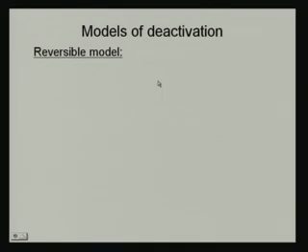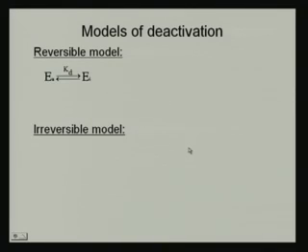So there are two models. Typically, people think of it in two different ways. One is known as reversible deactivation, the other one is irreversible deactivation. In reversible deactivation, you can go to the deactivated mode, and from that you can get back to the activated mode. Whereas in irreversible deactivation, you assume that you go to the deactivated mode irreversibly, and you cannot get back to the activated mode. Okay, so let's have a quick look at these two models. The first one is the reversible model, and the second one is the irreversible model.